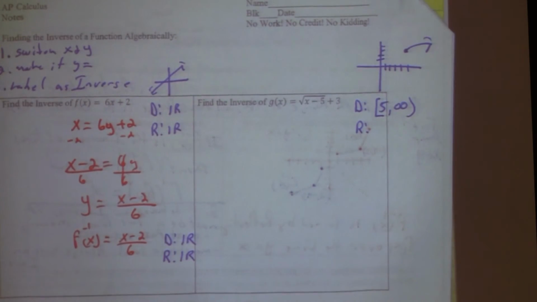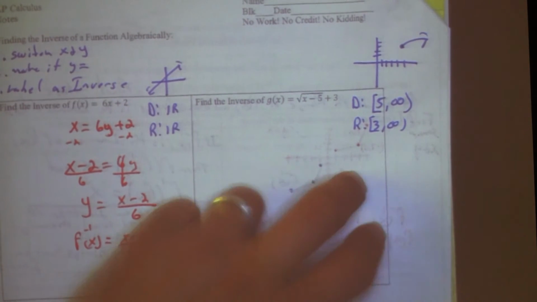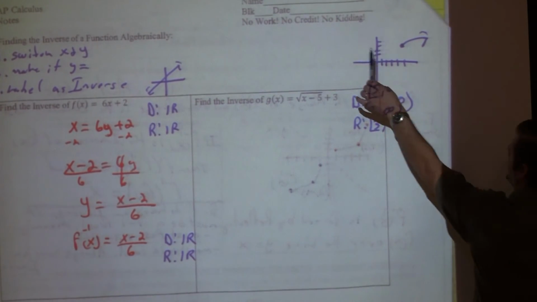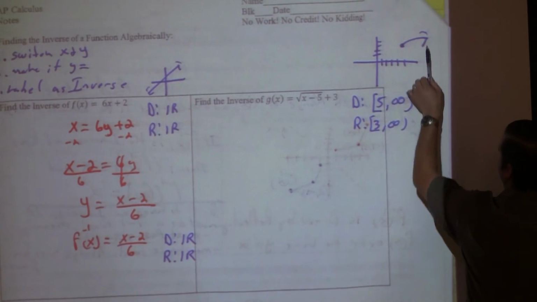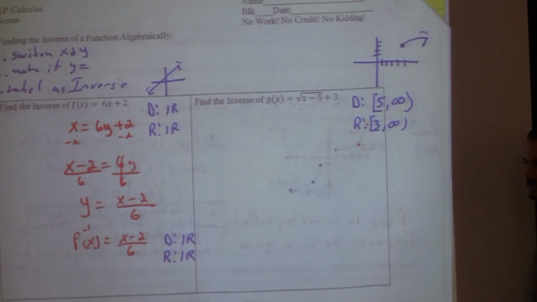Okay. How about the range? What's the range going to be? 3 to infinity, right? And 3 is also included. So domain, remember, the x's that you can go to and touch your graph. The range are the y values you can go to and touch your graph. Good?